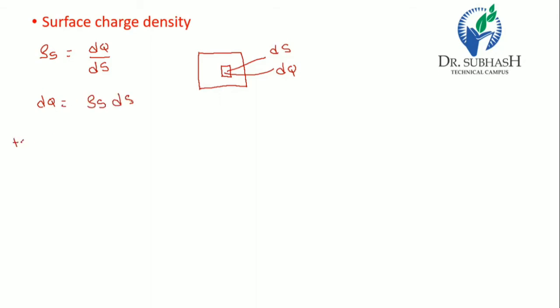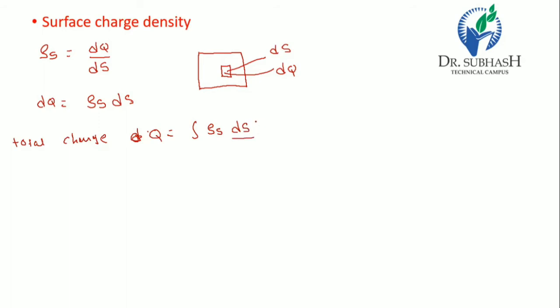Surface charge density. Surface charge density is represented by rho S. Like the line charge density, suppose we take a small amount of surface and the differential charge is located on the differential surface ds. Then mathematically we can say that the charge density rho s is equal to dq by ds. So dq is equal to rho s ds, and the total charge Q is the closed integration of rho s ds.